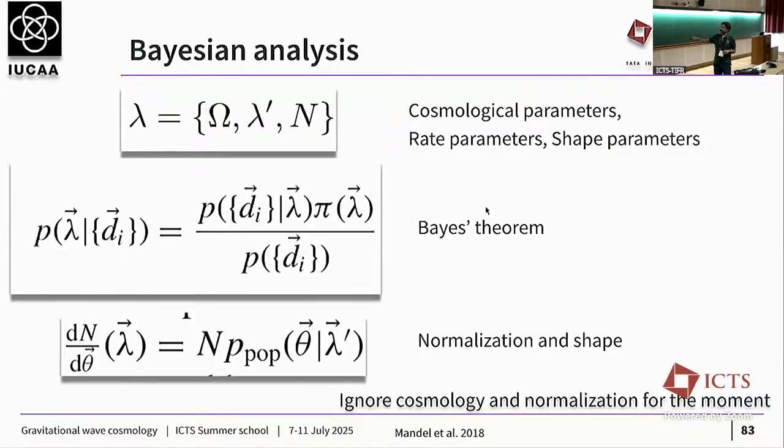The number of events for a given theta, you can express as the total number of events times the population shape. In the end, what we are after are these population shape parameters, and also this N, as a function of redshift in principle. This is just a recap.